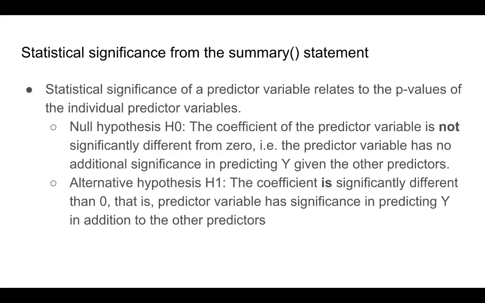0.05. Yes. If it's above 0.05, it's not significant. Below it is. That is what we call statistical significance. Just by looking at p-values, you can say whether the predictor variable is a significant predictor of y.